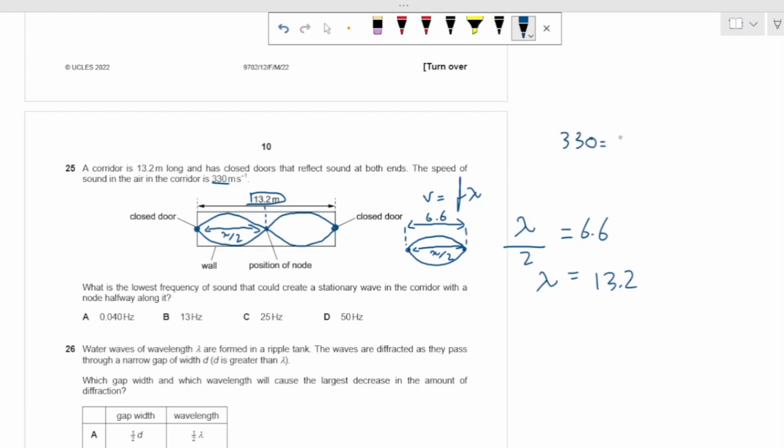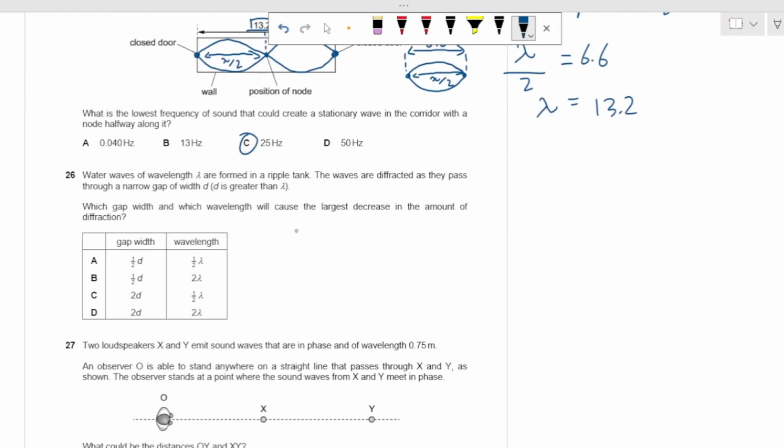330 is the speed we know, frequency we need to find, and 13.2 is the wavelength. So we can now find frequency. That would be 330 divided by 13.2. That would give us the frequency as 25 hertz, which is option C.